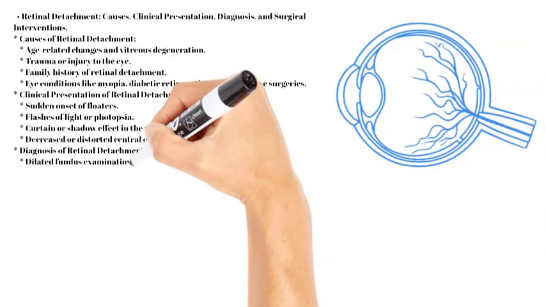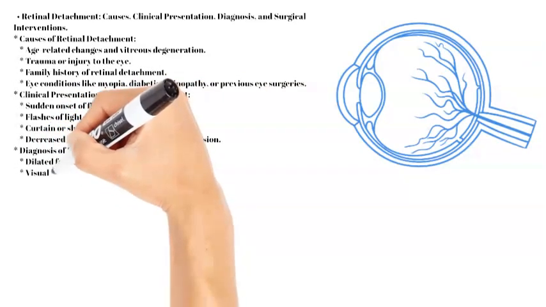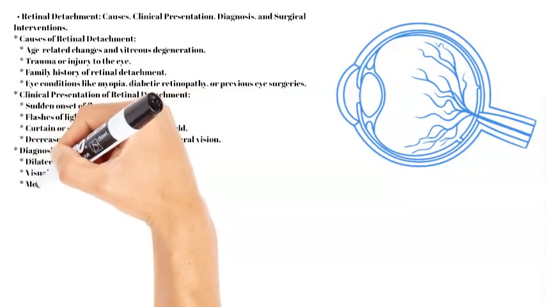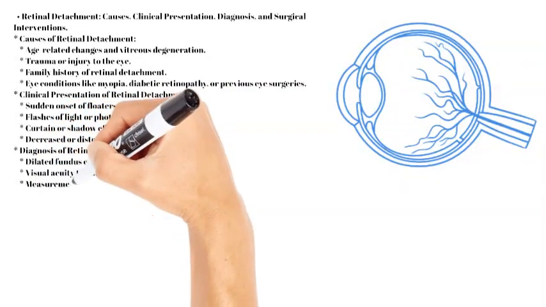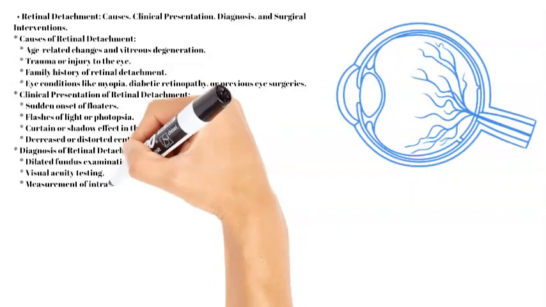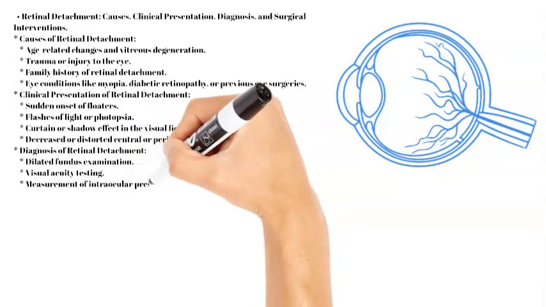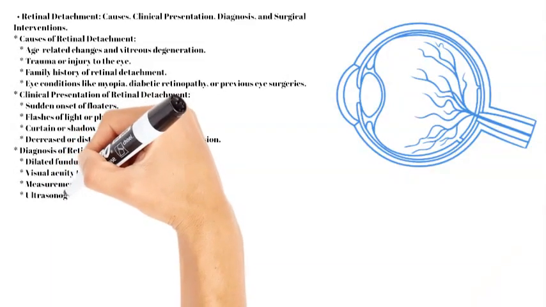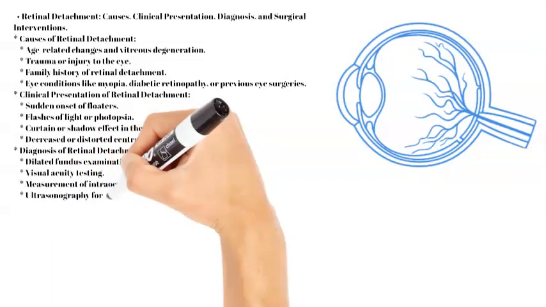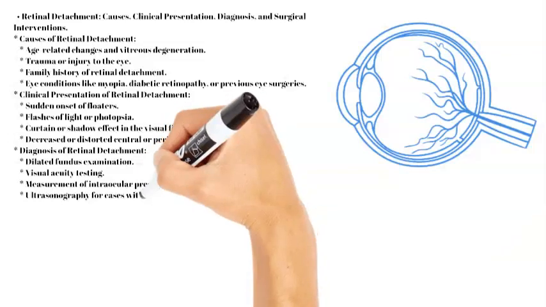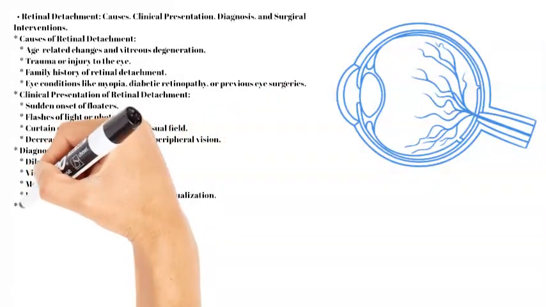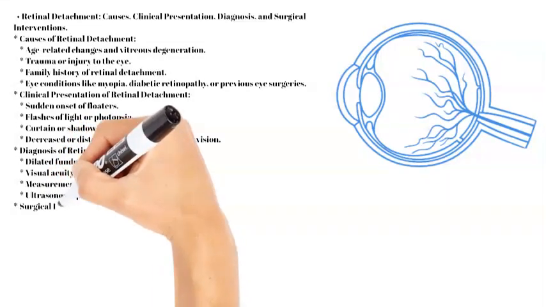Surgical interventions for retinal detachment. Prompt surgical intervention is necessary to reattach the detached retina. The choice of surgical procedure depends on the severity and location of the detachment. Common surgical interventions include pneumatic retinopexy. This procedure involves injecting a gas bubble into the eye to push the retina back in place. Laser or freezing treatment is then used to seal the retinal tear.